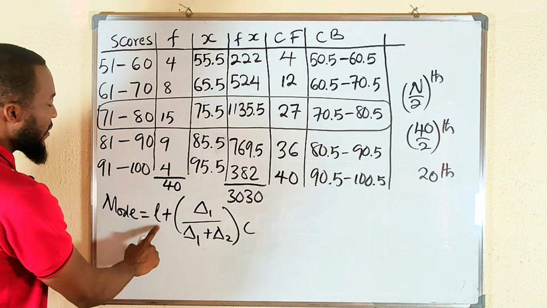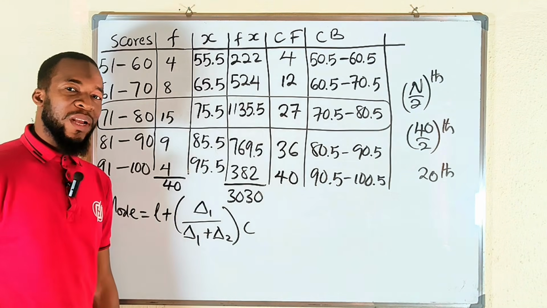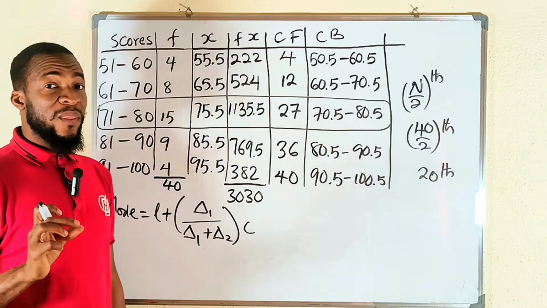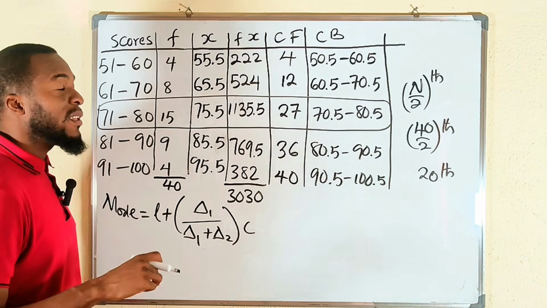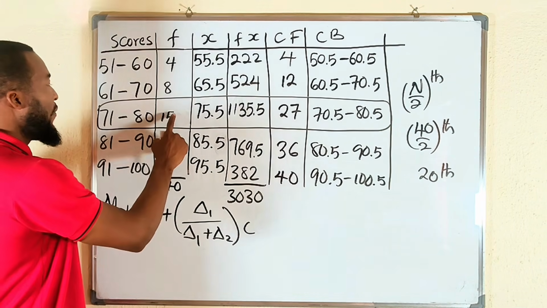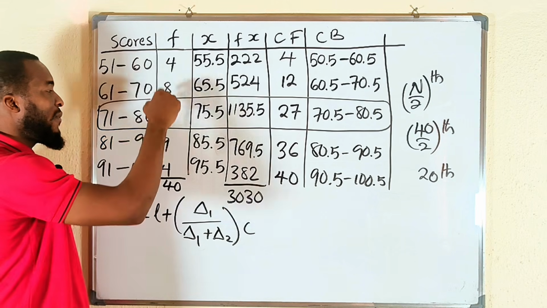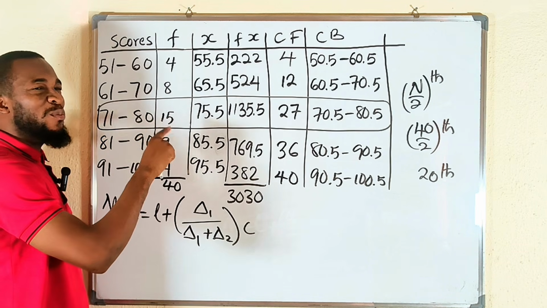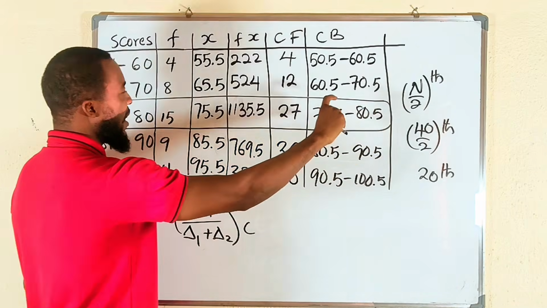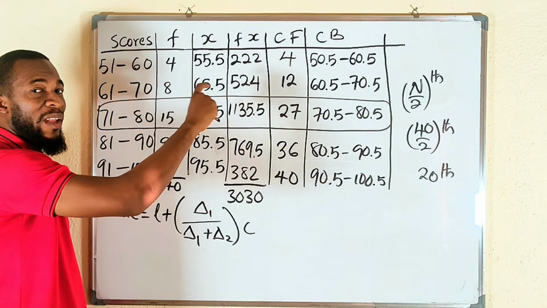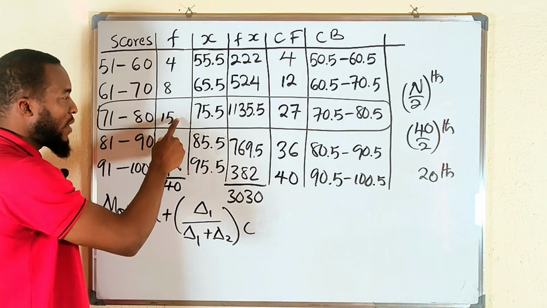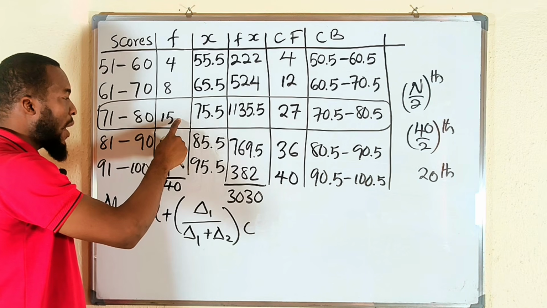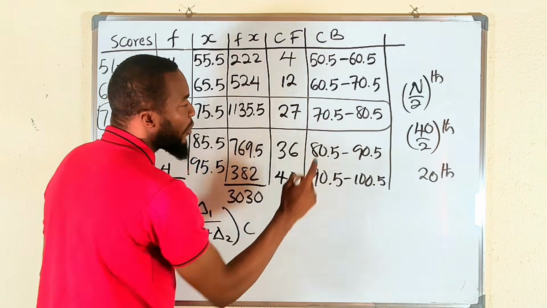What is delta 1? What is the lower class boundary of the modal class? First of all, you have to locate the modal class. The modal class is the class with the highest frequency. The frequency which is higher than all of the other frequencies is 15, which means that the modal class and the median class are the same, right? So we have the same classes for the median and the mode. And the lower class boundary of the modal class is 70.5.